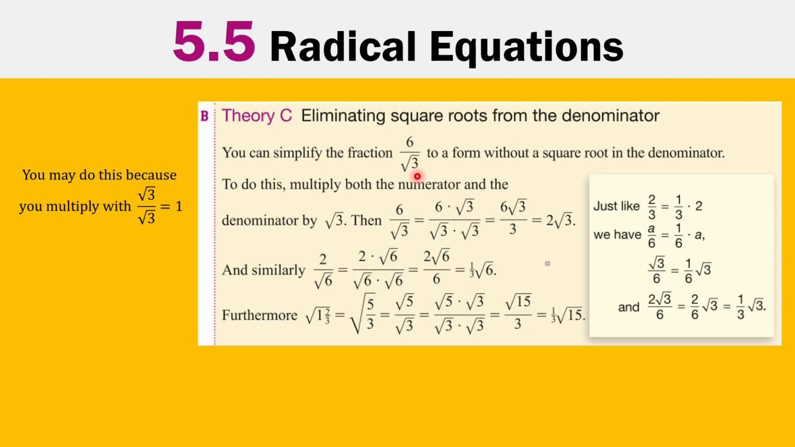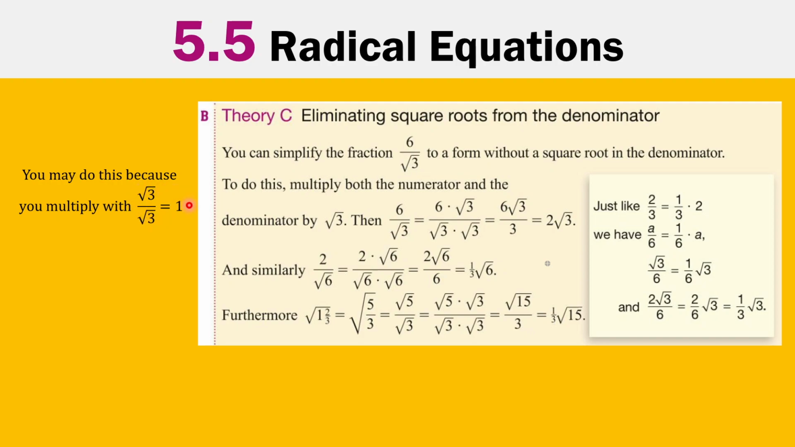We can multiply both the numerator and the denominator by root 3. And I don't think the book really explains that well why you can do this. But here on the left I've written why you may do this. If I multiply the 6 and the root 3 by root 3, I might actually do this because I'm multiplying with root 3 divided by root 3. So I'm multiplying with the number 1, but in a very sly way.